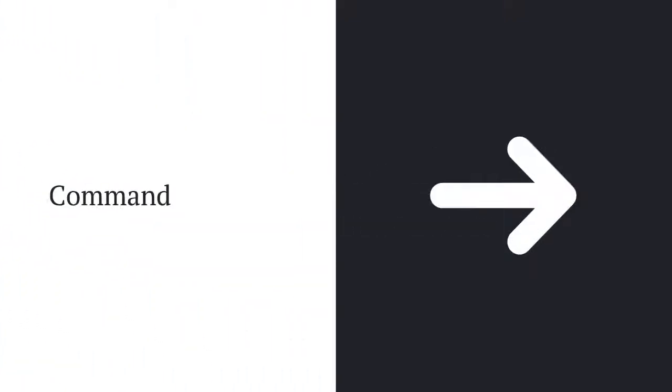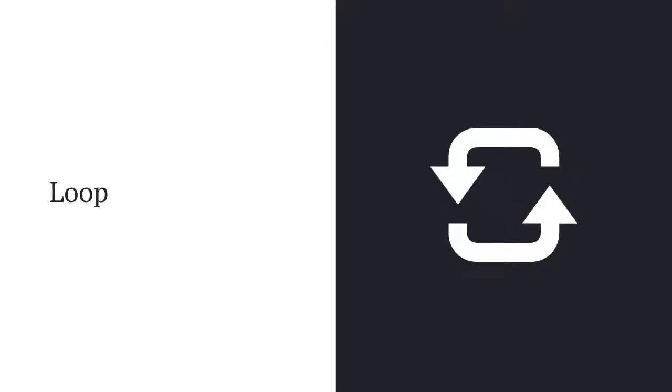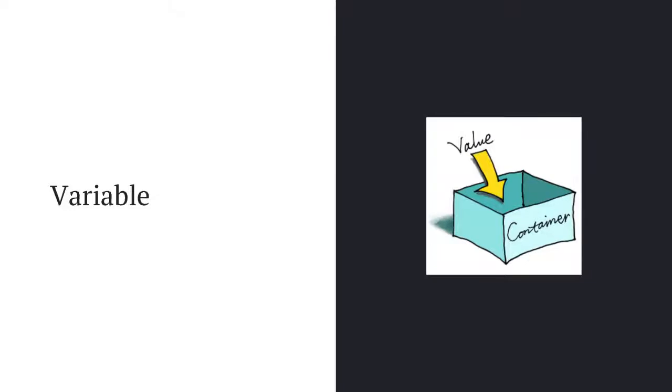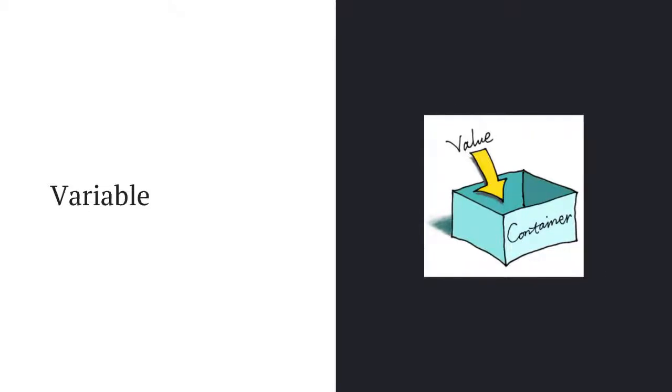In coding, a command is a basic action that is already built into a coding language. A loop is a structure that allows you to repeat one or more commands a certain number of times or until a certain condition is met. And a variable is a container that holds a specific value, often a number value. Variables are frequently used within loops in order to define when the loop should stop.